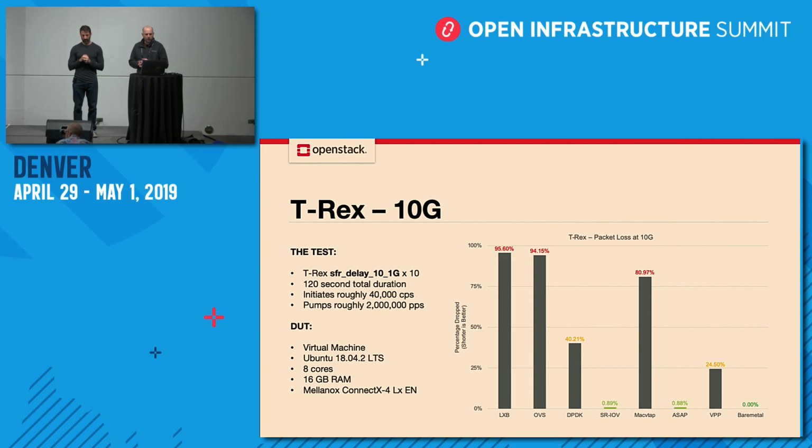Over that 120-second duration, T-Rex was opening roughly 40,000 connections per second, pumping roughly 2 million packets per second. All but SR-IOV, ASAP, and the bare metal test really kind of fell on their face. With LinuxBridge, OVS, and MAC VTEP technologies, there was significant packet loss. With DPDK and VPP, we hit anywhere from 24 to 40% packet loss. Bare metal to SR-IOV, less than 1%.